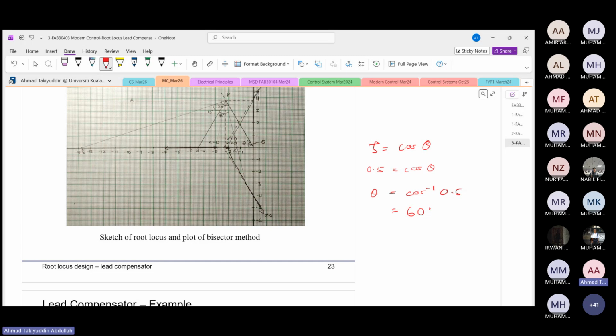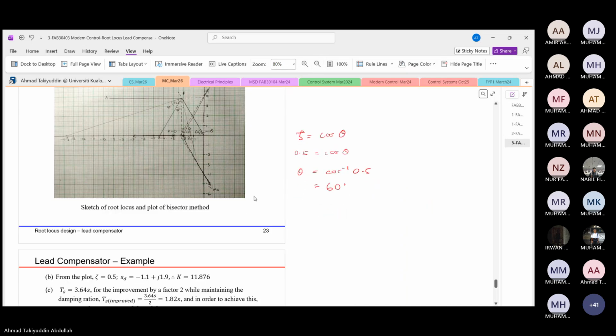And I'm going to plot this line from the intersection of the line that refers to zeta equals 0.5. I'm going to find the dominant poles. And the dominant poles that I'm going to have is this: minus 1.1 plus j1.9. This point. Can you see my cursor, guys?